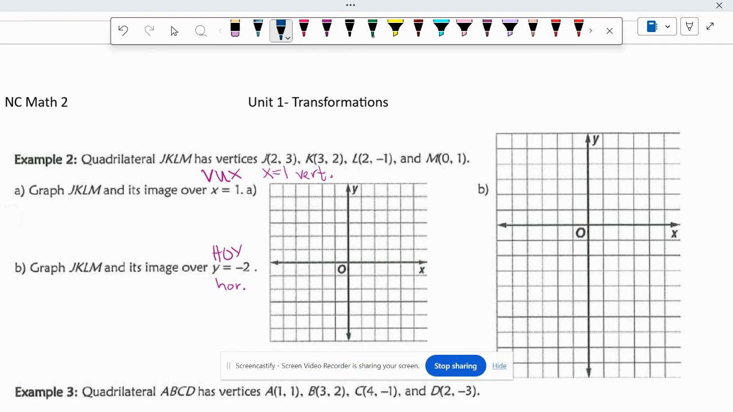So let's see. J is the ordered pair 2, 3. It's point J. K is the ordered pair 3, 2. Point K. L is the ordered pair 2, negative 1. And M is the ordered pair 0, 1.